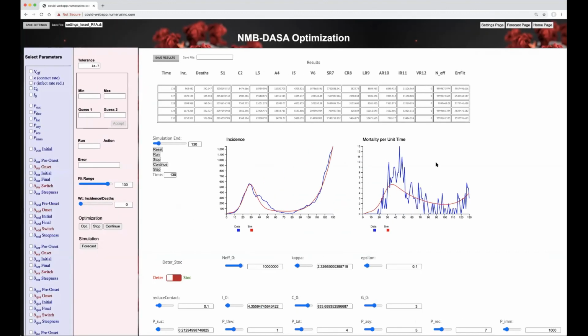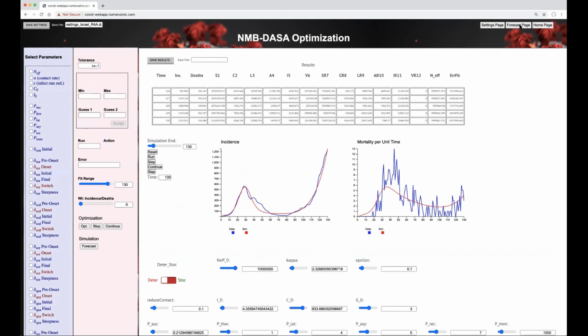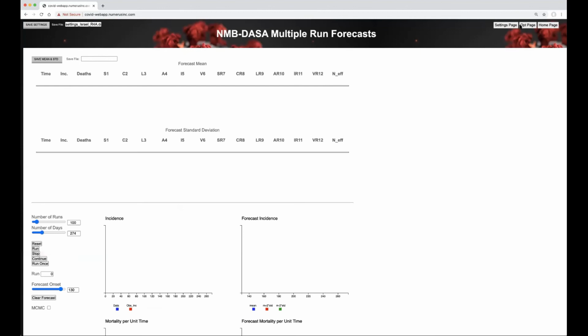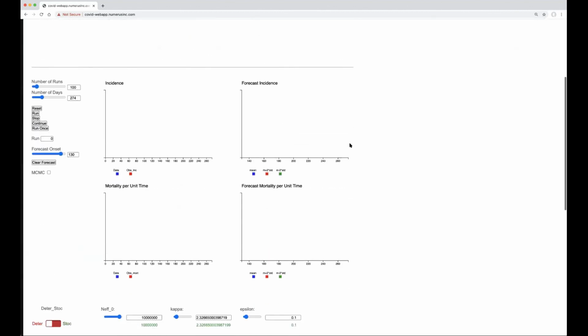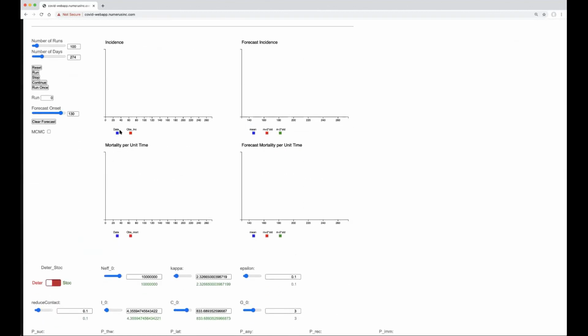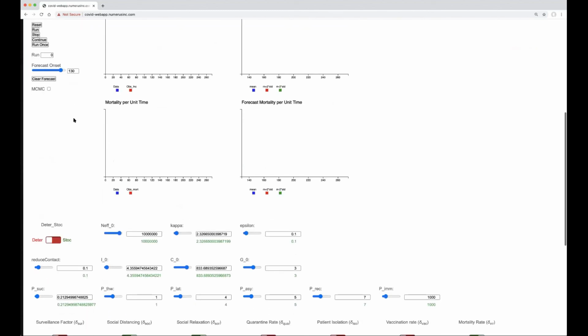We're now back at the optimization page, and we've fitted our procedures for getting a good fit to both the incidence and the mortality curve. So what we're going to do now is go on to the forecasting page. Here we are at the forecasting page, and you can see that we have a number of days that we want to forecast. The forecast starts at day 130, so that's after our good fit. We want to see what happens.